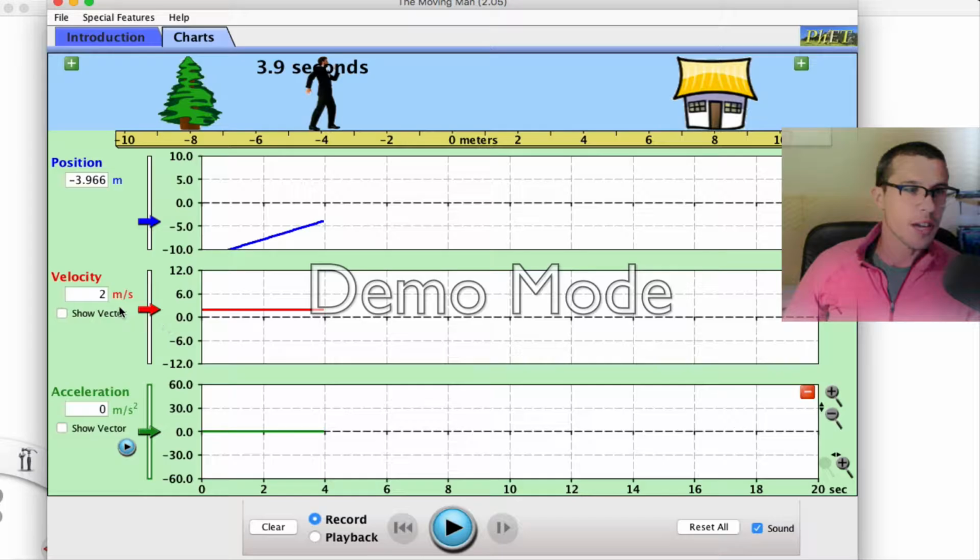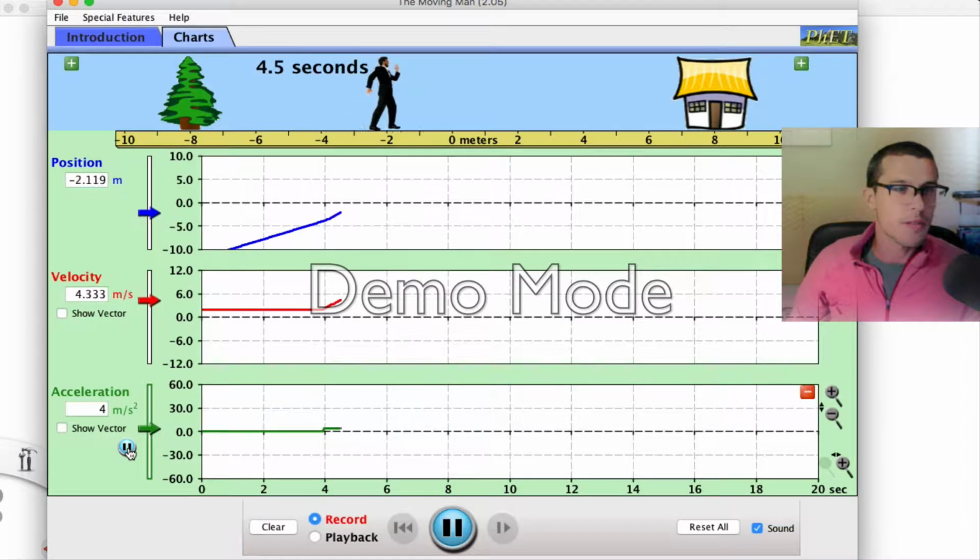Okay, I'm going to pause it right now and change the acceleration. Instead of having zero acceleration, let's do 4 meters per second squared. See what happens. Okay, now I'm going to go backwards.